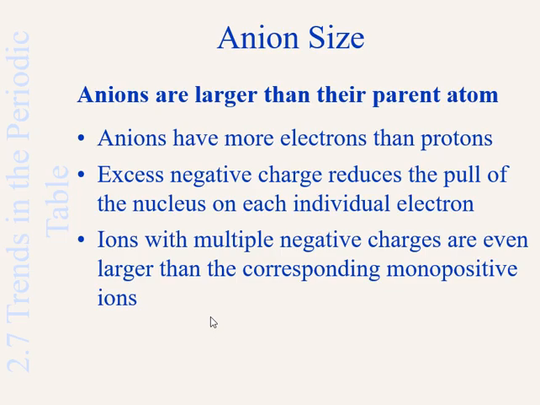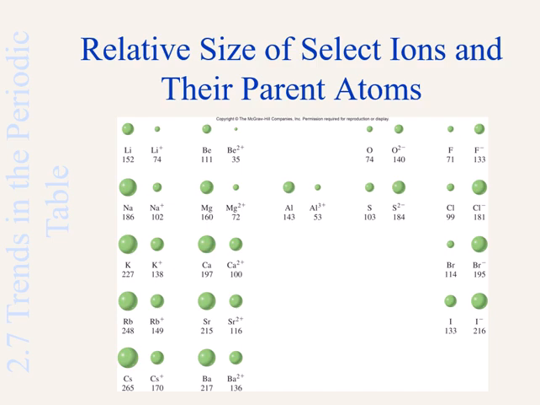It doesn't experience the same level of pull that it would otherwise. Hence, it spreads out or moves farther away from the nucleus. And that's why the size of the anion will always be larger than the original atom. And here are some of the examples: the lithium atom and the lithium ion. See how much the size difference is.